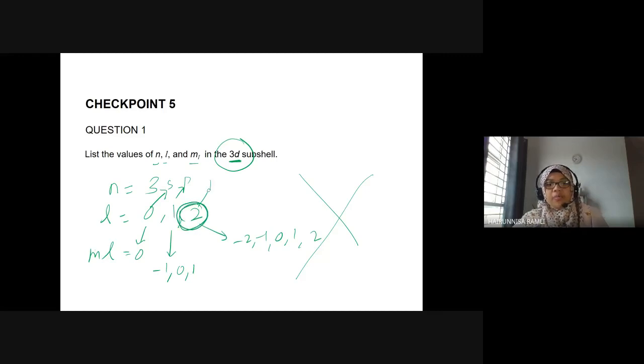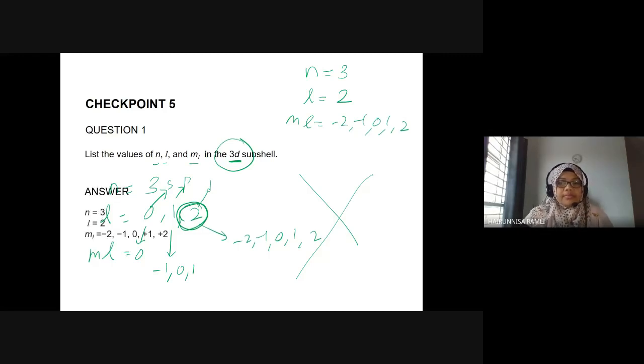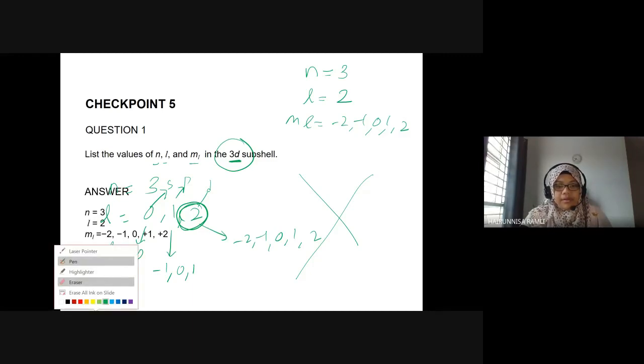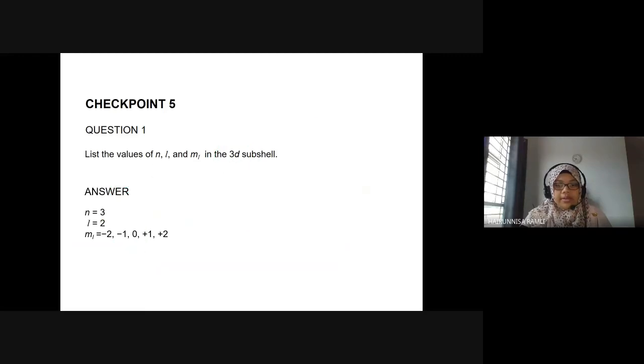Okay, so jawapan akhir, you kena buat N equals to 3, L is equals to 2 sahaja. So that's why daripada L, you akan dapat ML equals to negative 2, negative 1, 0, 1, 2. Okay, boleh eh, dia nak sampai ML tu kan? So, sekejap saya padam eh. Okay, so ni lah jawapan dia.